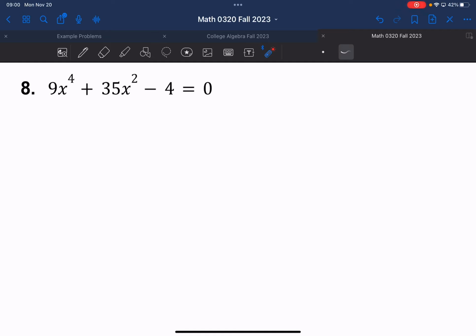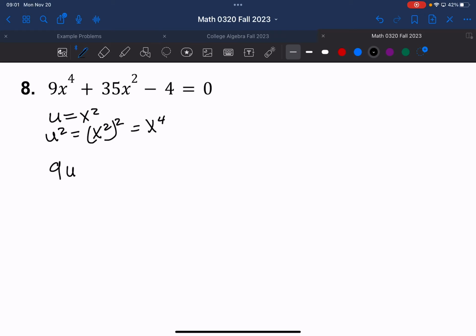So what did you guys get for u? X squared. So what did you get for u squared? So u is x squared, so it's u squared. Remember, it's x squared squared, which is x to the fourth. Okay, so that means you should have got the equation 9u squared plus 35u minus 4 equals 0.